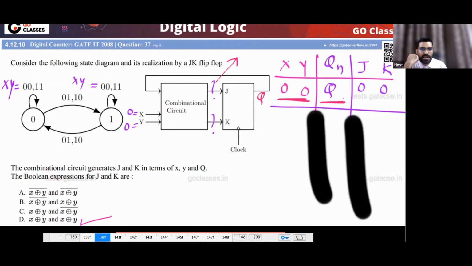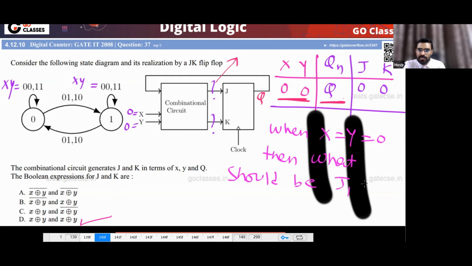This is the idea. What I'm asking is, when x equal to y equal to 0, what should be j comma k so that state does not change? Tell me what should be j comma k so that state does not change.